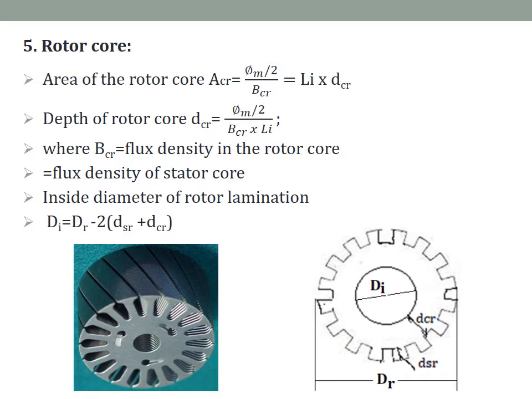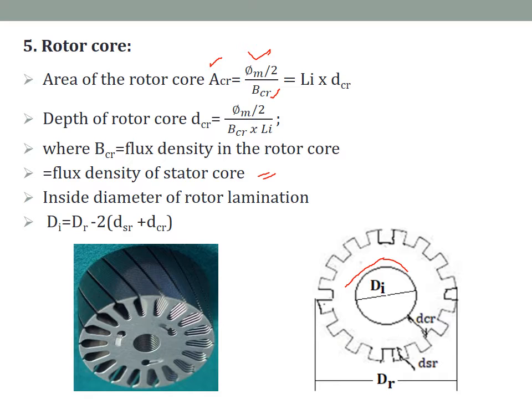Now coming to rotor core. To find the rotor core dimensions, the area of the rotor core ACR is equal to pi m by 2 divided by BCR. Here the flux divides in the rotor core. This is the rotor core. Here flux divides, that's why it is pi m by 2. And the flux density in the rotor core is also equal to the flux density in the stator core.